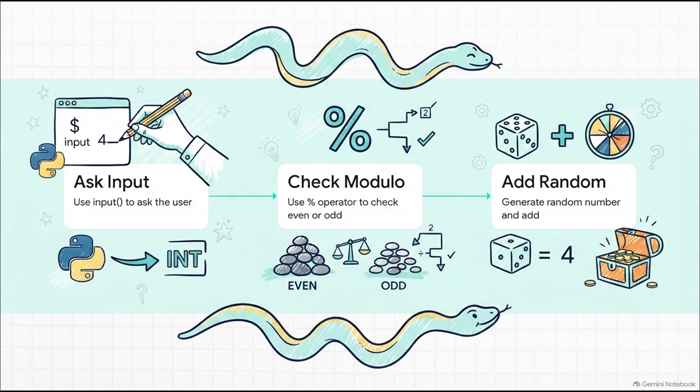First step, it asks the user for a number, instantly converting it to an integer. Next, it runs a math check using the modulo operator, that's the percentage sign, to see if the number is perfectly divisible by 2. Basically, if it is, it's even. Finally, it generates a random integer between 1 and 10 and adds it to the user's original input.